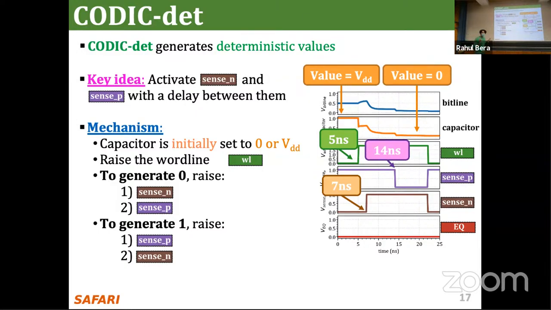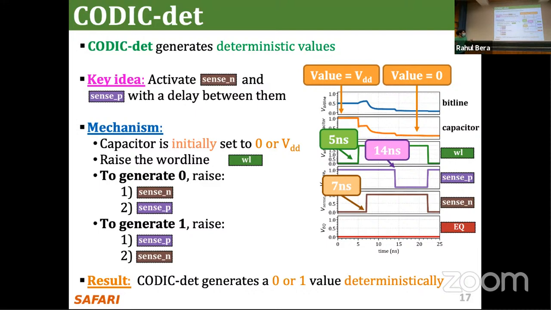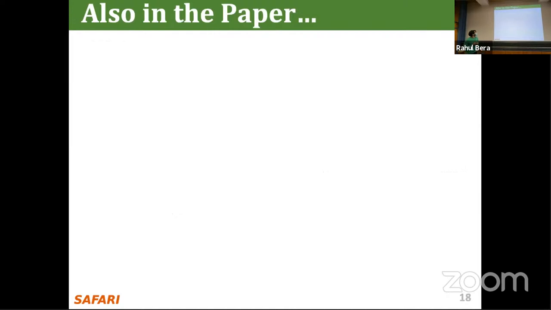We generate first the sense P and then the sense N with a delay between them. So in the regular activation, you activate both roughly at the same time. And here we activate them with a delay between them. And depending on which one you trigger first, you will generate a zero or a one deterministically. So there is no randomness here. And that is the main difference with the previous implementation. Yeah, and CODIC-det generates a zero or one value deterministically, basically.